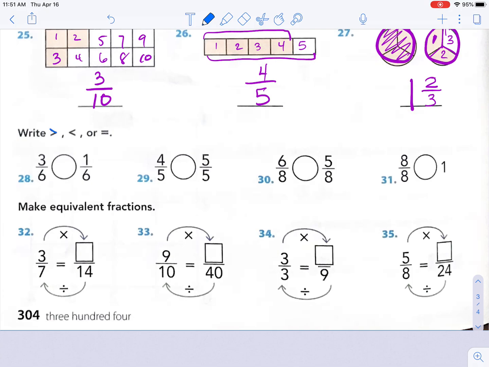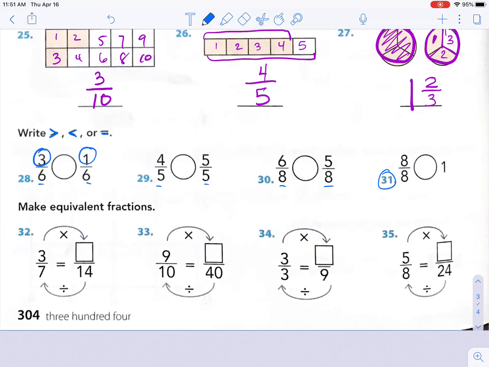When you compare greater than, less than, or equal to, these all have the same denominator. So the only thing we need to look at, this one might trick us a little bit, but I think you know it. The only number we need to compare is the what?